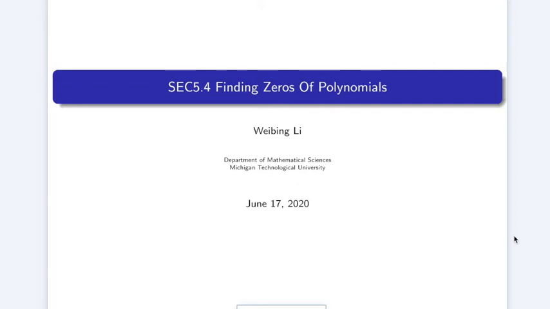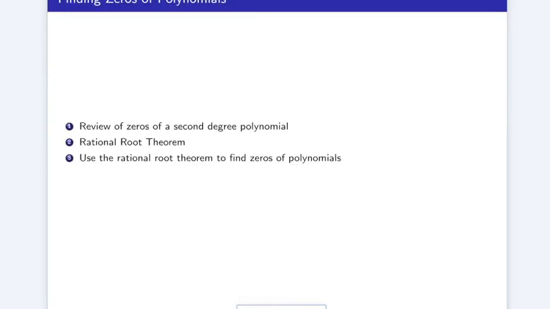So let's talk about how to find zeros of polynomials in general. We have already talked about how to find zeros of a second degree polynomial. Set it equal to 0 and solve for x. Because it is a second degree polynomial, we can just factor it and then solve for x.